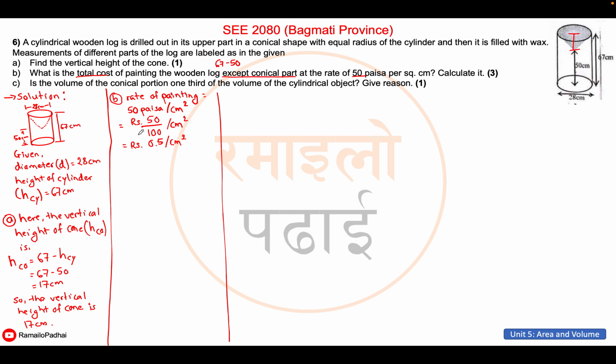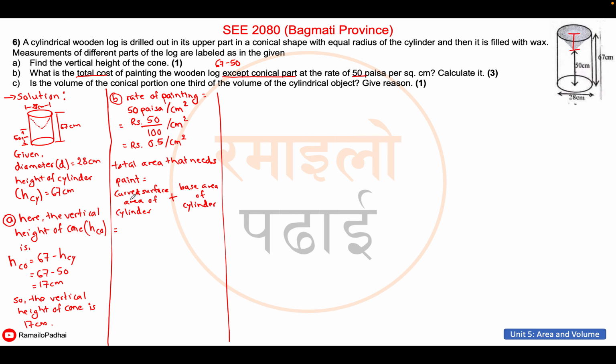So this is about the rate, and now we will find the total area that needs to be painted. So the total area that needs paint is equal to the curved surface area of the cylinder plus the base area of the cylinder.